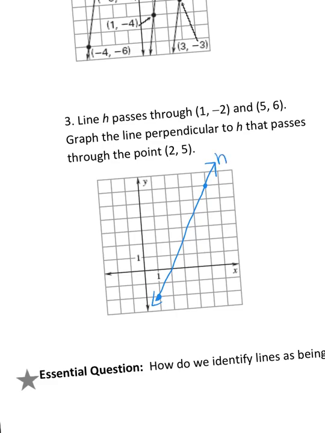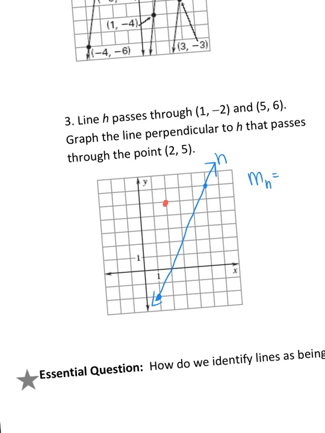Then it asks us to graph the line perpendicular to H that passes through the point (2, 5). So we're going to go over 2, up 5, 1, 2, 3, 4, 5. But that's all we have for this second line that's going to be perpendicular to it. So the key is that we need to know what the slope of line H is so we know where to go for the next point for the perpendicular line.